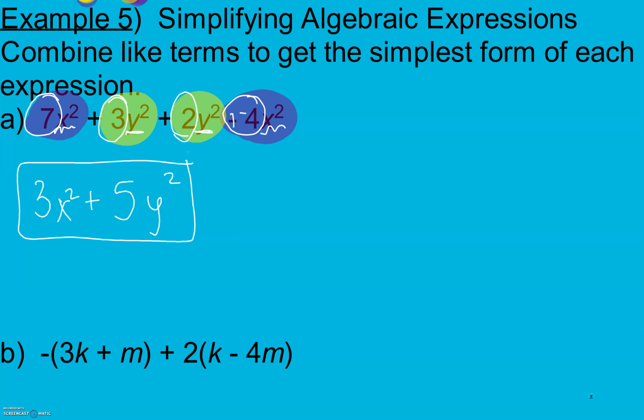On B here we've got parentheses, and we need to get rid of our parentheses before we can add and subtract. So I'm going to distribute my negative and distribute my 2. Think about this as like a negative 1. So negative 1 times 3 is negative 3k, and negative 1 times 1m is minus m. Here I get plus 2k. And then a positive 2 times a negative 4 gives me negative 8m.